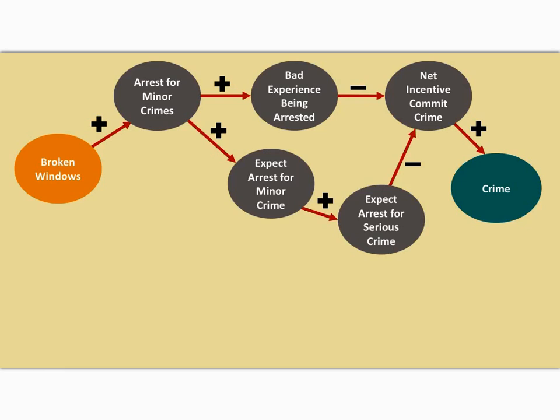Are teens and young men going to make rational cost-benefit calculations? Maybe awareness of this net incentive won't have such a big effect if it's other kinds of forces that are driving crimes big and small. Plus, we only really looked at one component. We talked about arrest for minor crimes. Broken Windows has lots of other components.